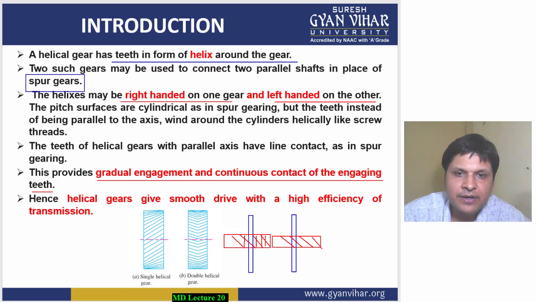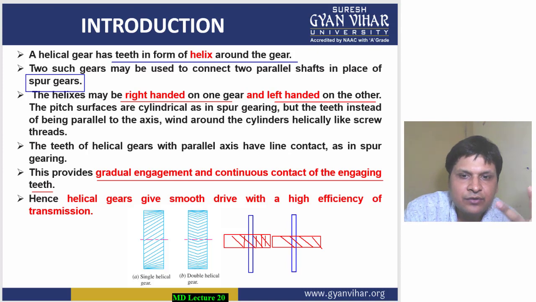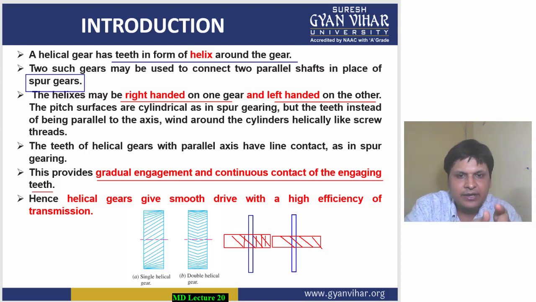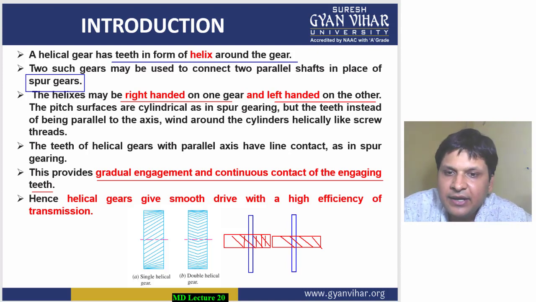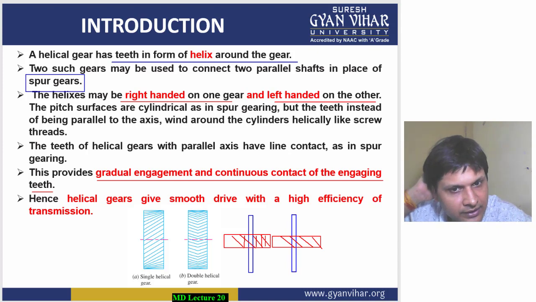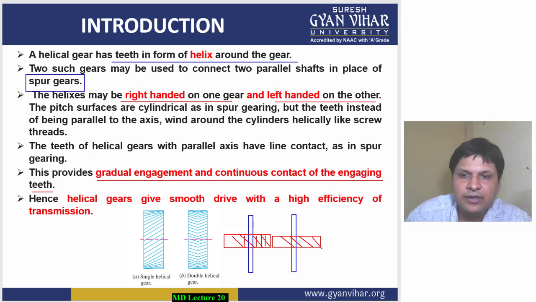In the case of a spur gear, there was no gradual engagement or disengagement of the gear. You can correlate gradual engagement and disengagement with a scissor. In a scissor, the engagement of the two legs is gradual. In that same way, here in helical gears also the engagement is gradual as well as the disengagement. Due to this you don't have any noise during its working.